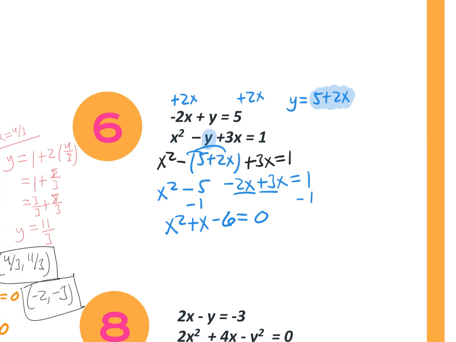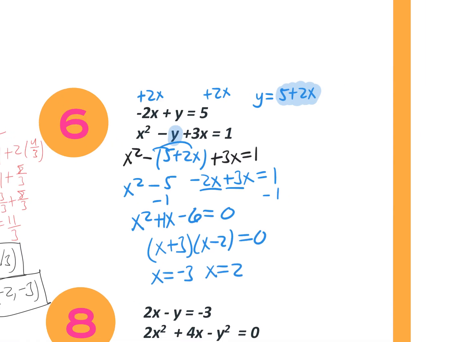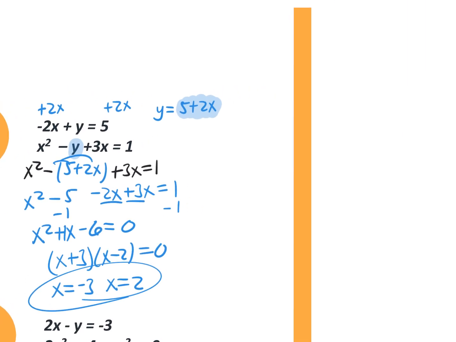And then I want factors of negative 6 that add to a positive 1, and that's going to get me a positive 3 and a negative 2. And so your two solutions are going to be negative 3 and positive 2. But once again, I want to plug these in to our isolated equation. So let's start with negative 3. For x is negative 3, we're going to get y equals 5 plus 2 times negative 3, which is 5 minus 6, which is negative 1. So one of my ordered pairs is going to be negative 3, comma, negative 1.